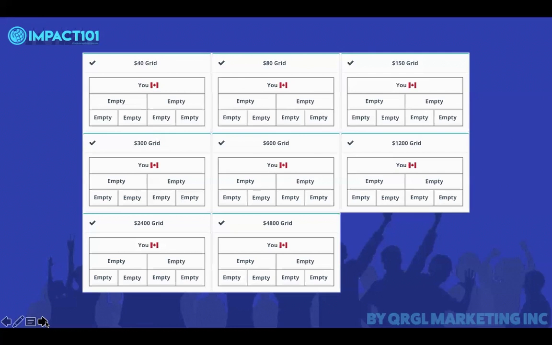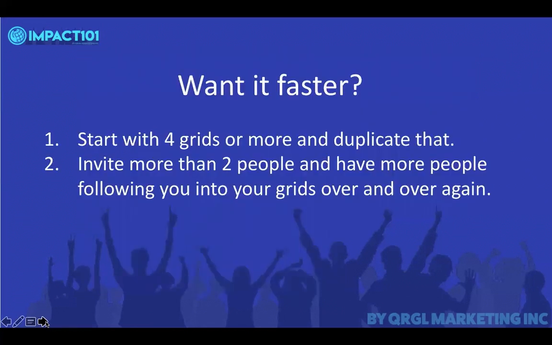And so can your people, because you've helped them do what you're doing and they're copying you. You've now maximized the donation streams coming to you, and you can be receiving donations in all 8 of the grids continuously. It can be never ending. Now maybe you want it even faster. Well, there's a couple ways that you can make it happen faster. Number 1, start with 4 grids and duplicate that with your people. Or start with 5 or 6 grids or more and duplicate that, whatever works for you.